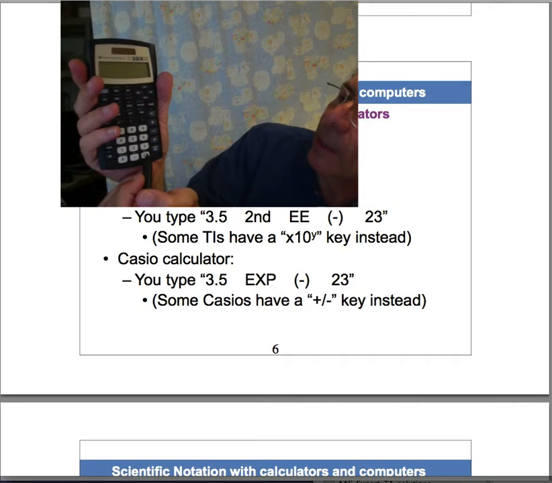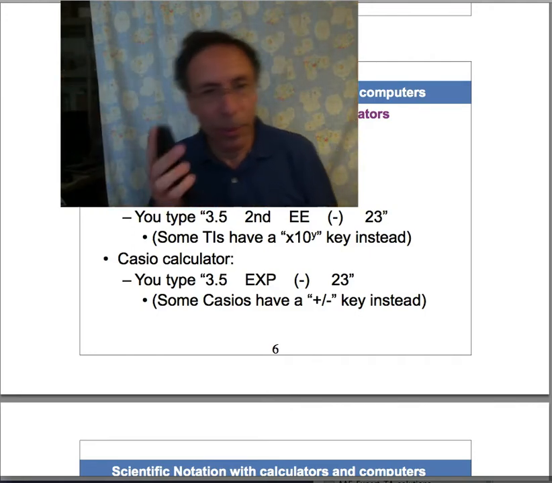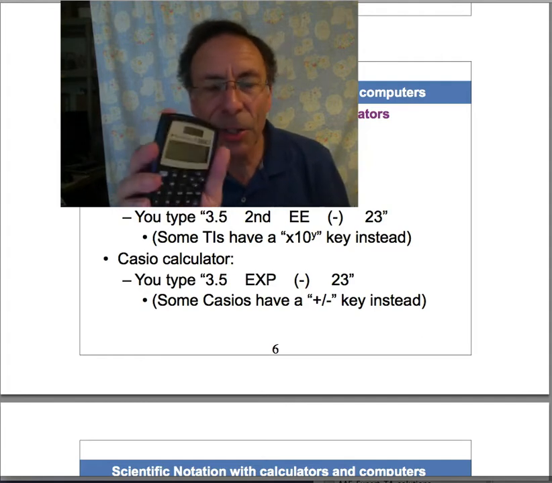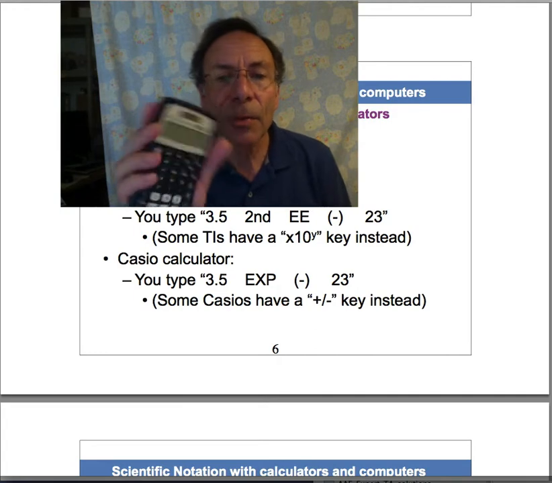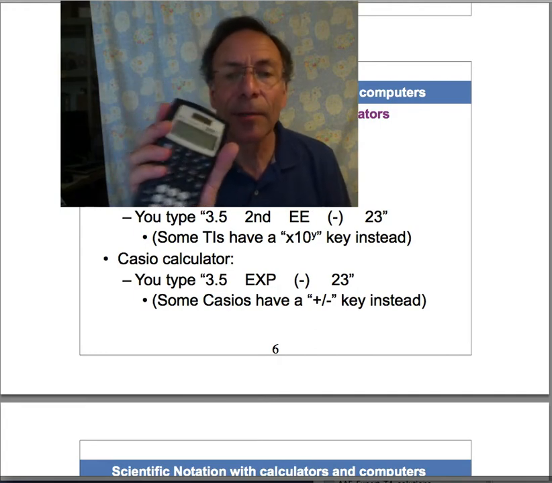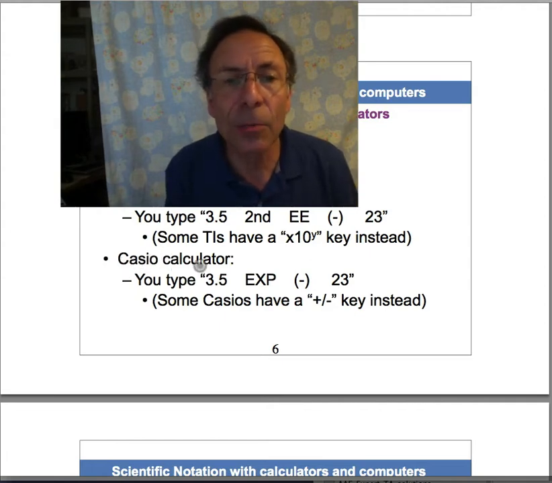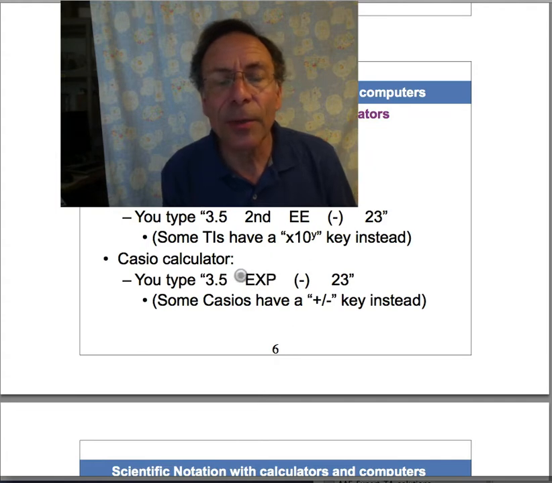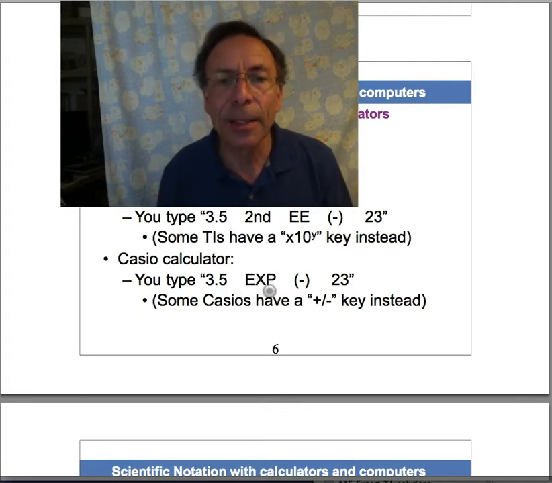Okay, and then the 23. So when you do scientific notation on calculators, you need to do it this way. Now this applies to the TI line of calculators. I really like Casio calculators as well. Their keyboard's slightly different. Instead of saying EE, theirs is going to say EXP, and the rest of it's the same.